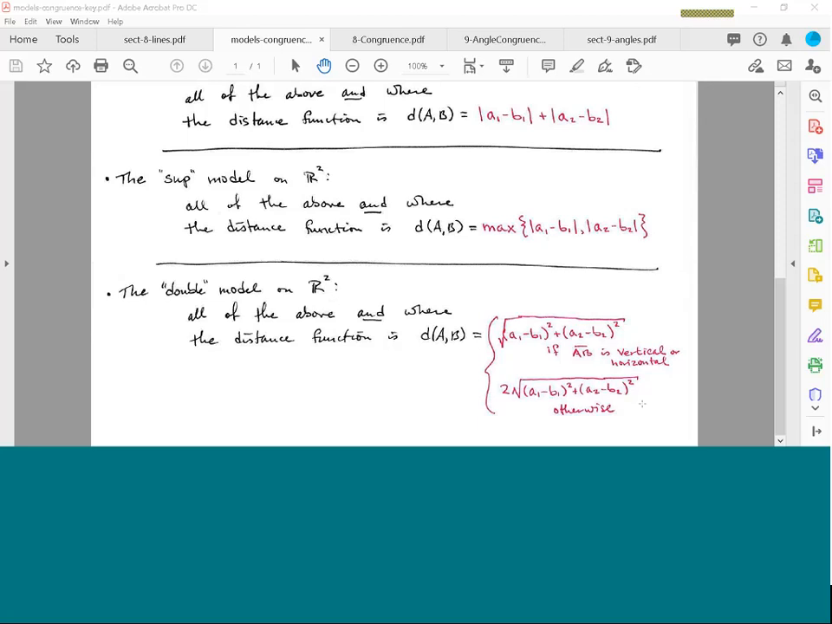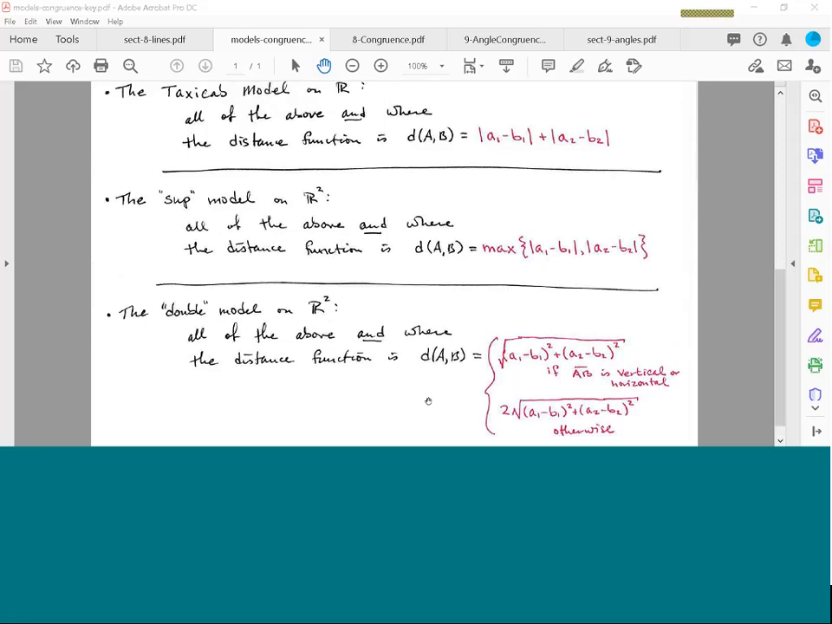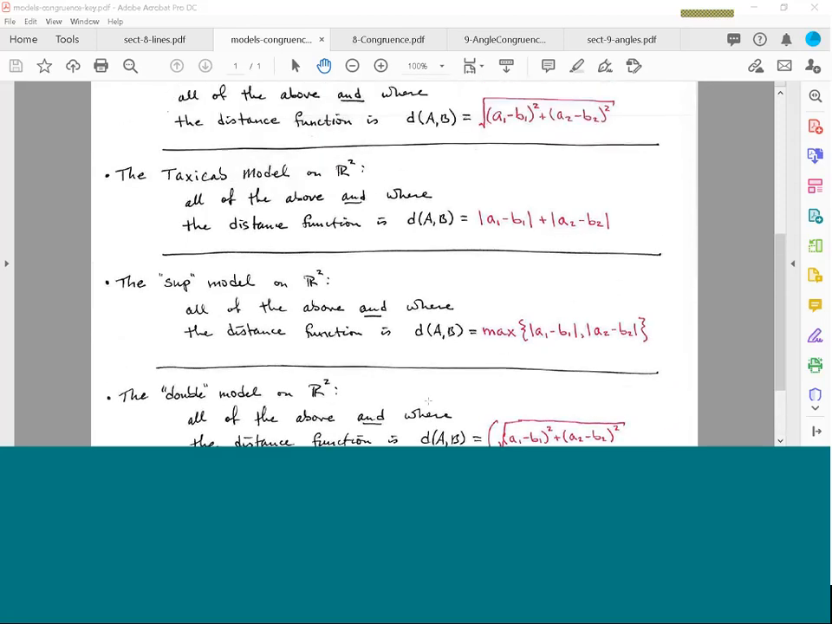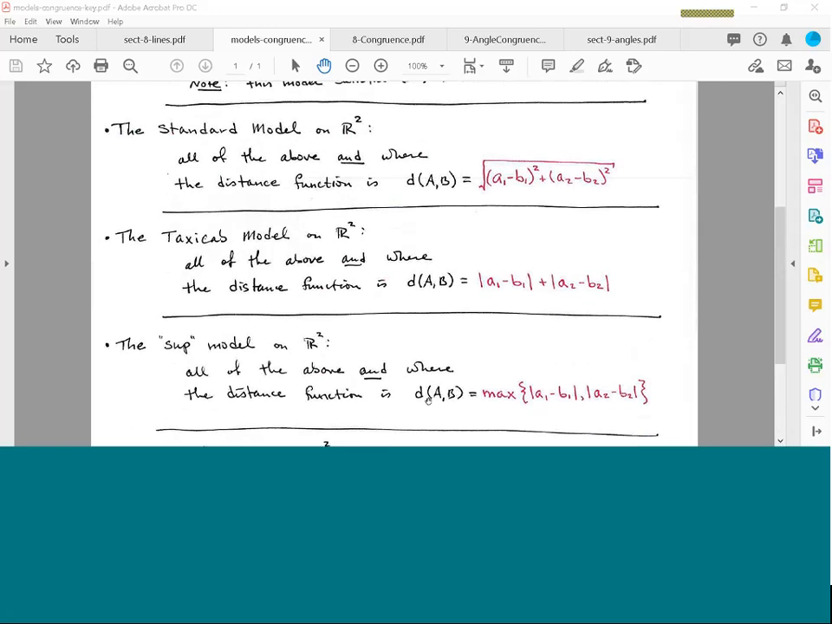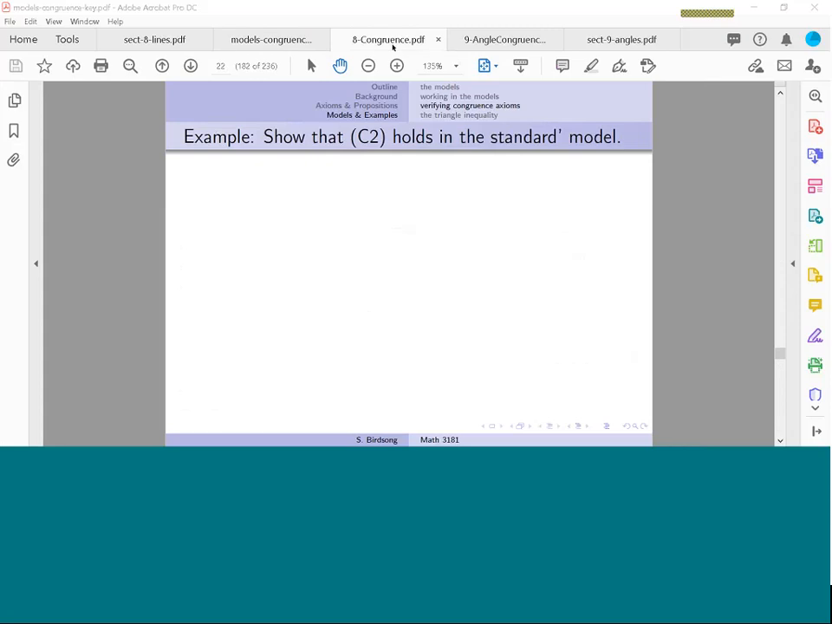Now, tonight we're not going to look at the double model, but we are going to look at these three models. We'll look at the standard model first, and then we'll also look at the taxicab model and the sup model, depending on how far we get with the examples. So let us move into an example. So the first example that I've got for us is wanting to verify that the second congruence axiom works in the standard model, or is satisfied by the standard model, or holds in the standard model.